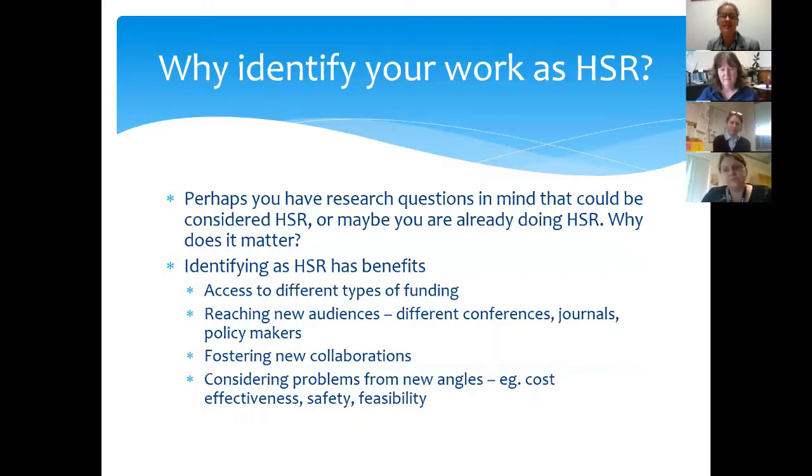Well, I think it actually does have a number of benefits. One thing is it broadens your horizons in terms of where you look for opportunities, perhaps giving access to different types of funding, by looking at the funding categories around health services research, or organisations that are willing to fund that type of research. It might be about reaching new audiences, and I think that previous example is a good one.